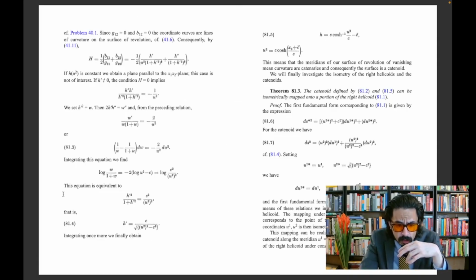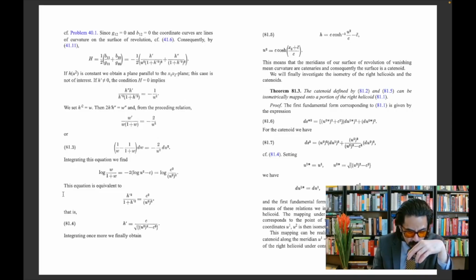Anyways, since g sub 1 2 equals 0 and b sub 1 2 equals 0, the coordinate curves are lines of curvature on the surface of revolution, for which refer back to 41.6. That expression actually is part of theorem 41.3, which states that the coordinate curves of any allowable coordinate system on a surface, capital S, let's say, coincide with the lines of curvature if and only if for this system g sub 1 2 equals 0 and b sub 1 2 equals 0 at any point where those coordinates are allowable.